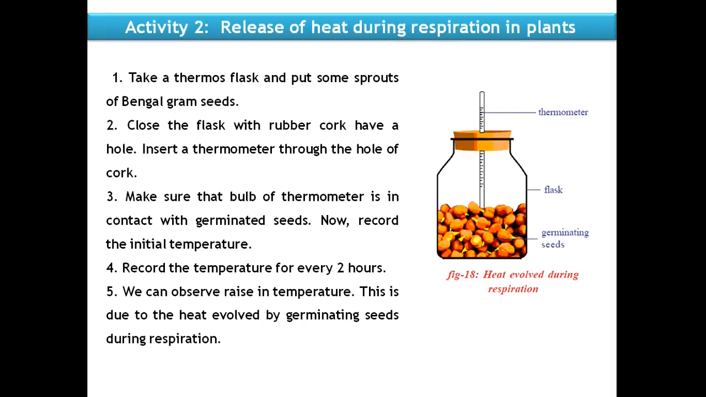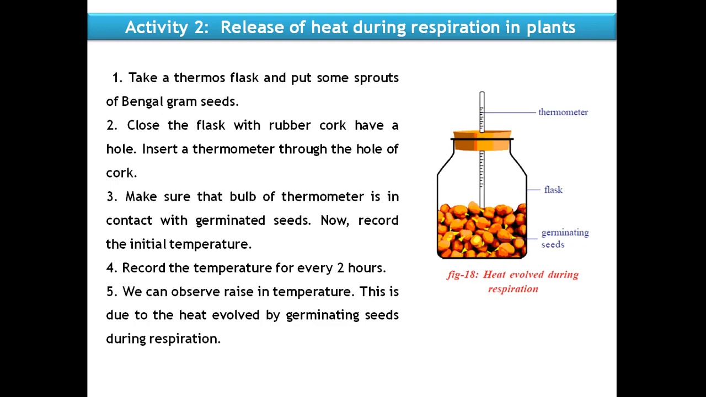The aim of this activity is to prove that heat is released during respiration. For this activity, take a thermos flask and put some sprouts of Bengal gram or any other seeds. Close the flask with a rubber cork having one hole. Insert a thermometer through the hole of the rubber cork. Make sure that the bulb of the thermometer is in contact with the germinated seeds.